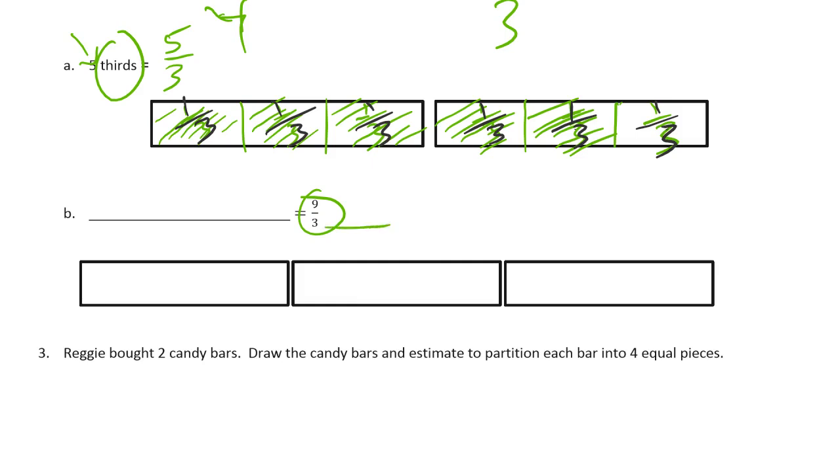So remember that the denominator tells us what our unit is. That's thirds. And the numerator tells us how many of those we have to count. 9/3. So our unit is thirds. So each one of these rectangles should be divided into 3 equal parts. And we'll label each of them 1/3.